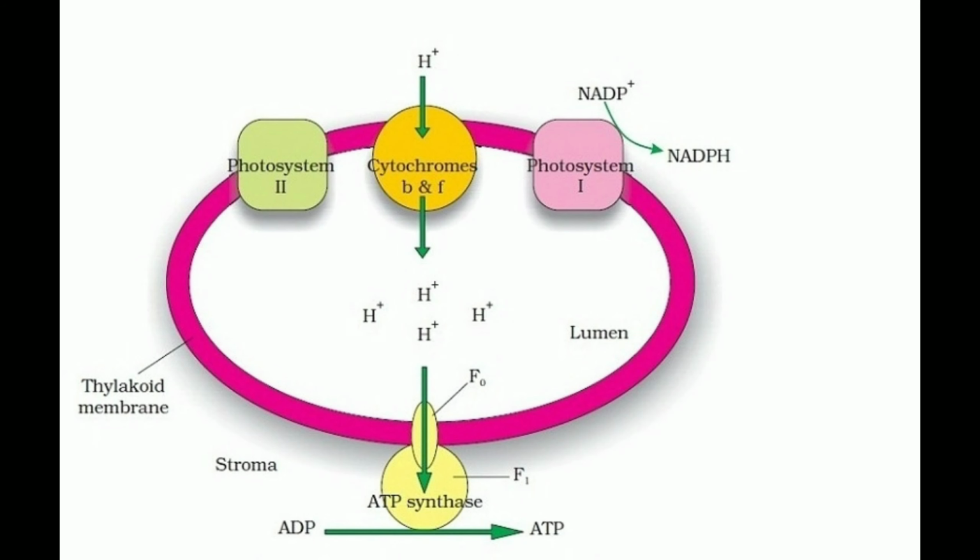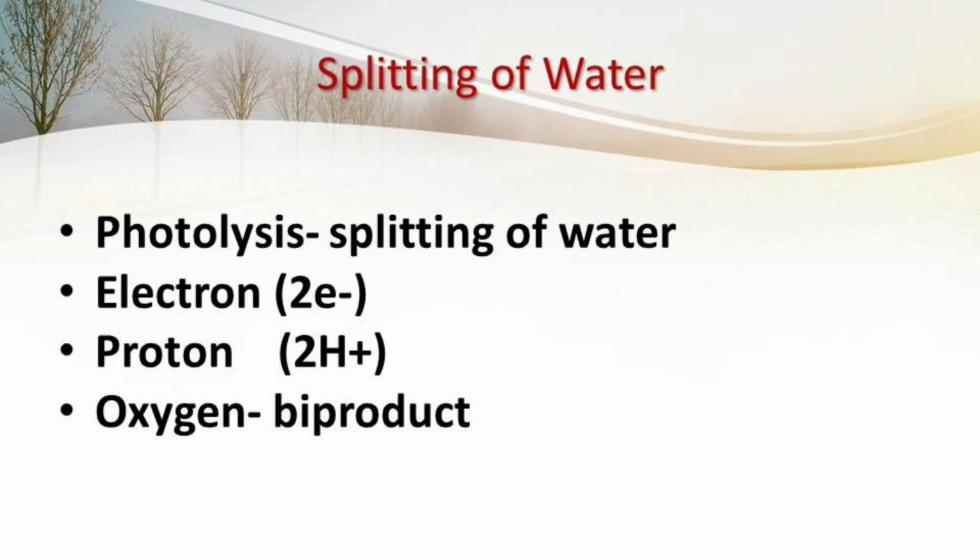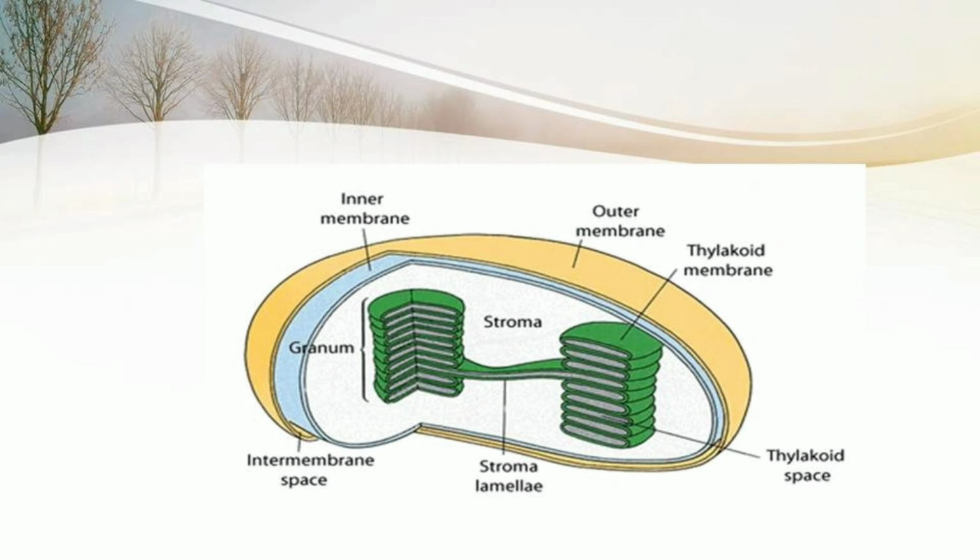Now there remain two protons. So in the lumen there are two pairs of protons. One comes from the splitting of water, that is photolysis. Photolysis of water evolves a proton, and then the cytochrome pumps a pair of protons from the stroma into the lumen. So there are two pairs of protons in the lumen.